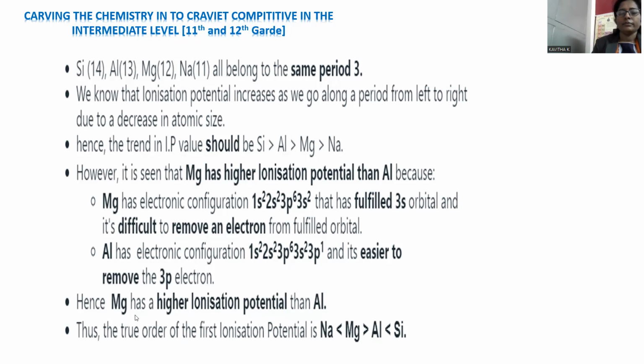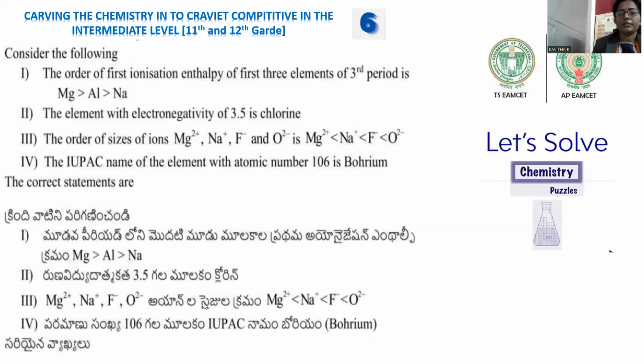And followed by what element do we have to consider? Sodium. According to the periodic law, left to right ionization enthalpies gradually increase. Sodium being the first main group element, we can say its ionization enthalpy will be least. Later aluminum, because one electron is there in the 3p orbital. Magnesium has the highest ionization enthalpy, because of its completely filled electronic configuration.